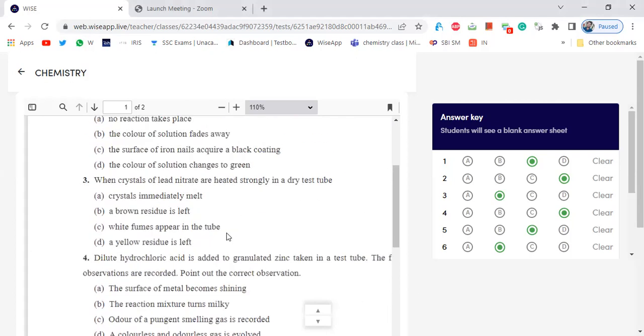Sir, it should be D, right? Lead oxide is yellow in color. So when crystals of lead nitrate are heated strongly in a dry test tube, crystals immediately melt, a brown residue is left, and white fumes appear in the tube. Okay, it should be D, yellow, right? Yeah, it should be D only.